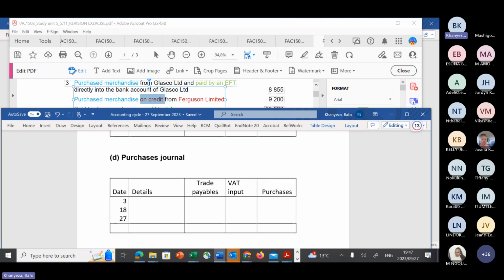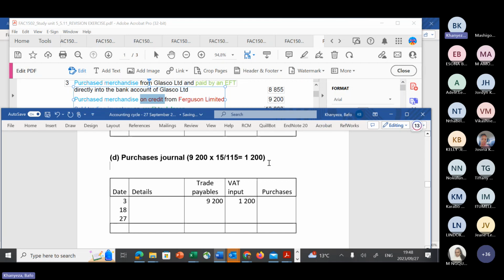Credit purchase. Also the balances do not split VAT. So the balance is going to be 9,200. Again, I will say 9,200 times 15 over 115. It's going to be equal to 1,200. So that is the VAT. So the input VAT is going to be 1,200.